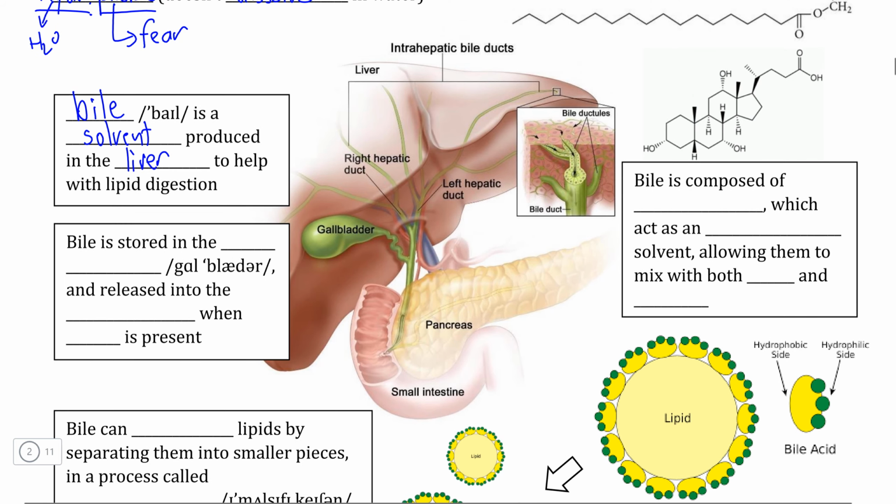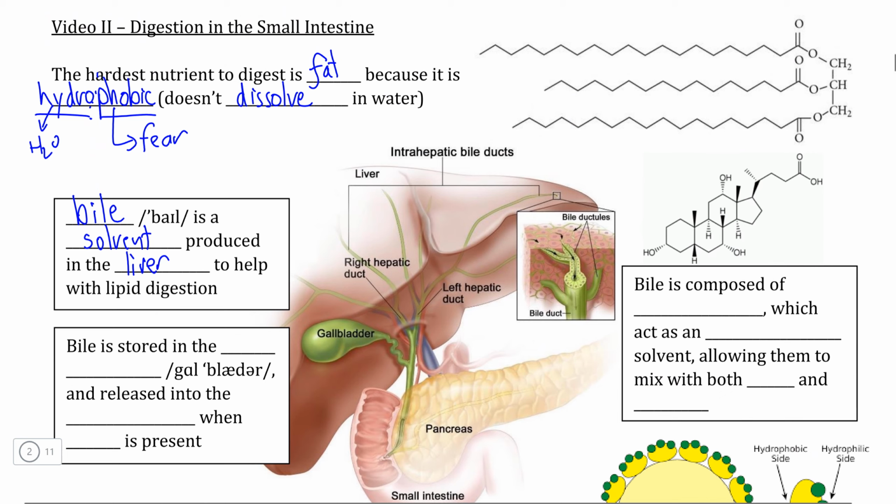Now, if we take a look at the chemical structure of a unit that makes up bile, this compound here is what we call a bile acid. Although when bile acids are mixed into water, they become bile salts. So whether bile acid or bile salt is used, these two are effectively interchangeable.